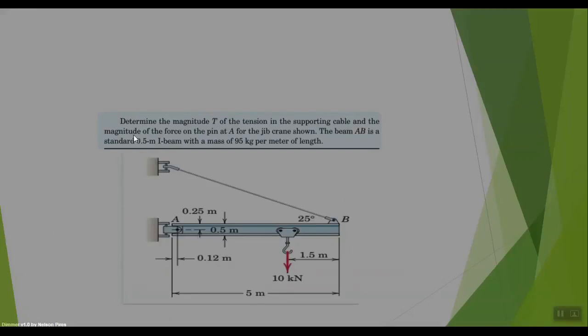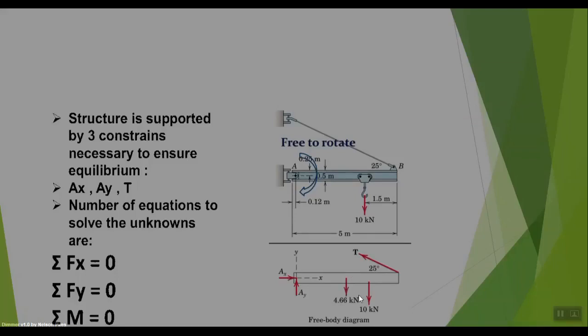In this example, determine the magnitude of tension in the supporting cable and the magnitude of the force on the beam at A. It's the point A. The beam AB is a standard beam of 5 meters with a mass of 95 kilogram per meter of length. The mass should be in kilogram, not kilogram per meter, so we multiply the 95 kilogram per meter by the length of the beam. The length of the beam is 5, and we multiply by G to determine the weight. This is the weight. Also the weight should act in the middle of the beam.